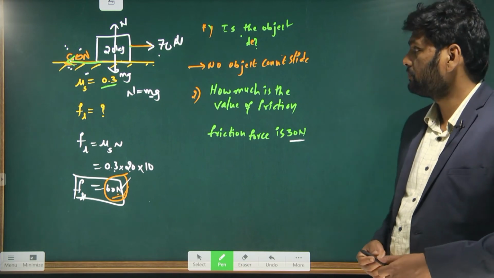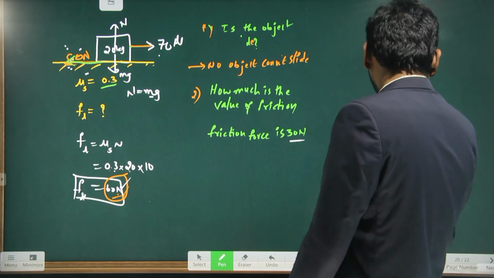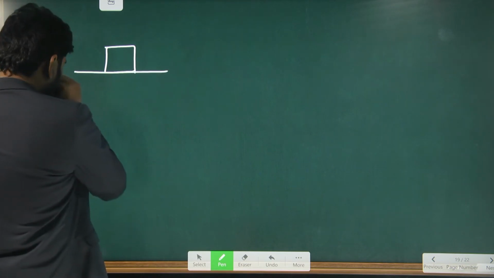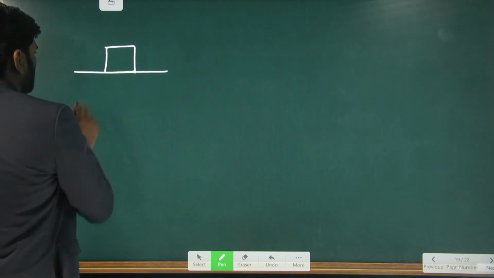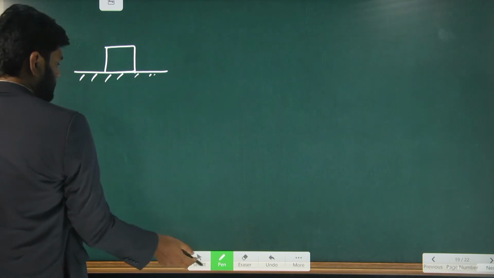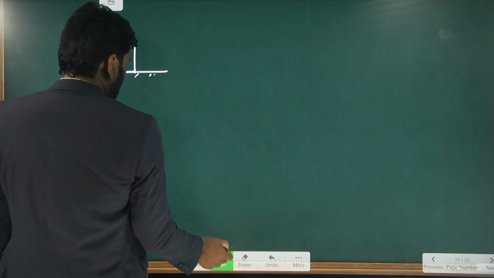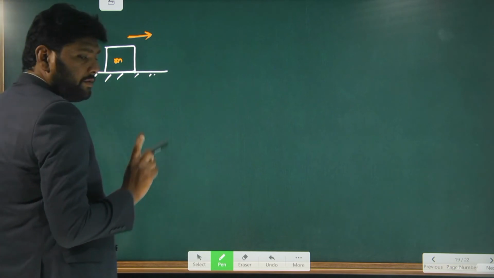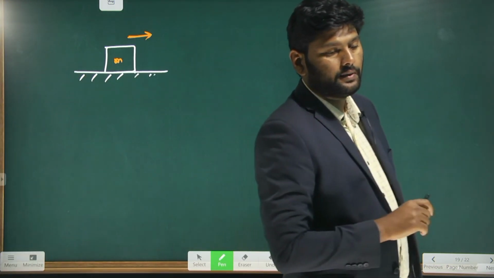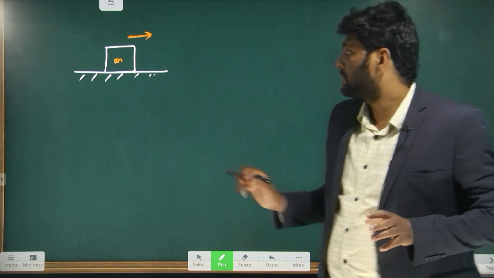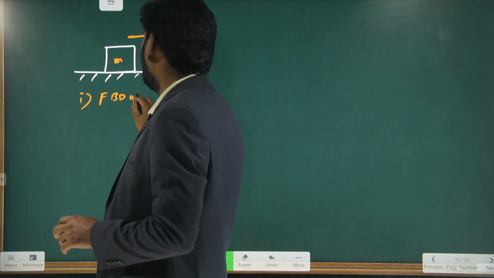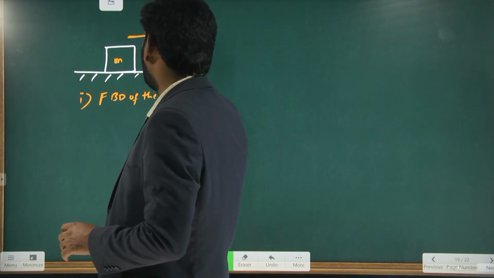Yes, sir. Now I will give one more problem to you. This is the object. Now this is a rough surface. When this is a rough surface, the object is sliding and has mass m. The object is sliding. I want the free body diagram of this object. Question 1 is the FBD of the situation.